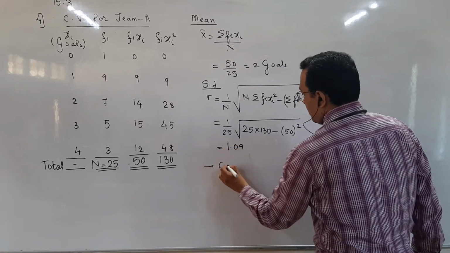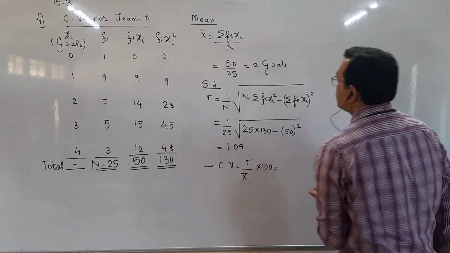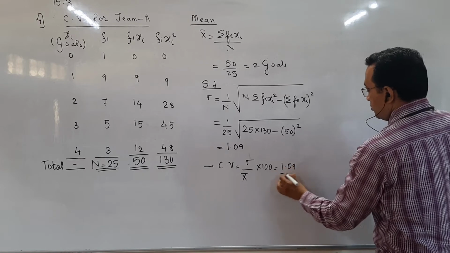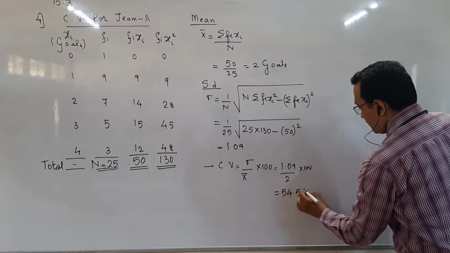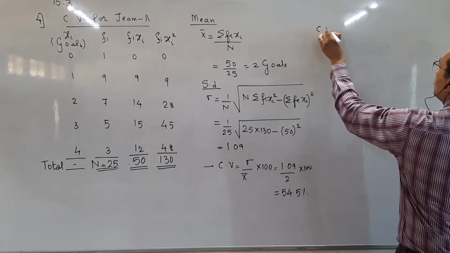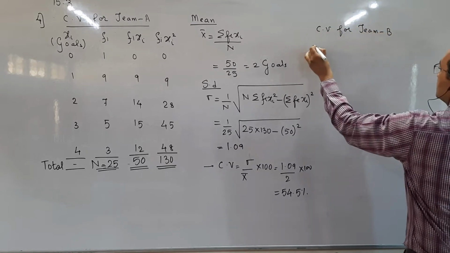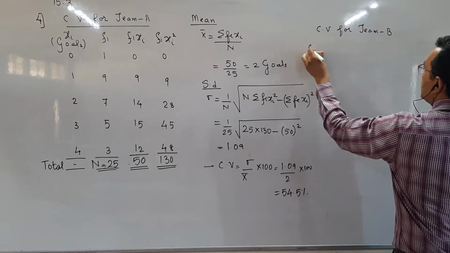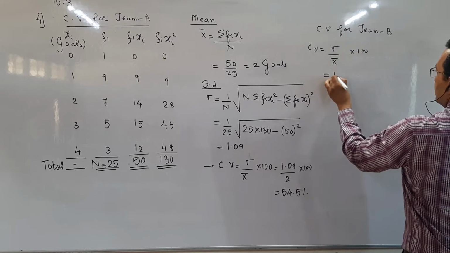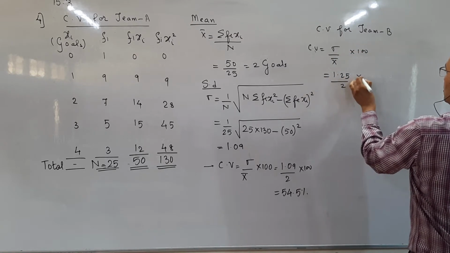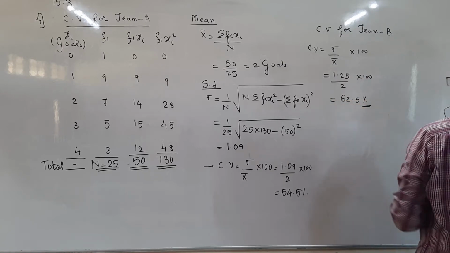Now we find out CV, which is sigma upon x bar into 100. Sigma is 1.09 upon 2 into 100. So this is 54.5%. Same way, I operate CV for Team B. There this value of CV will be again sigma upon x bar into 100, 1.25 upon 2 into 100. So this comes out to be 62.5%.